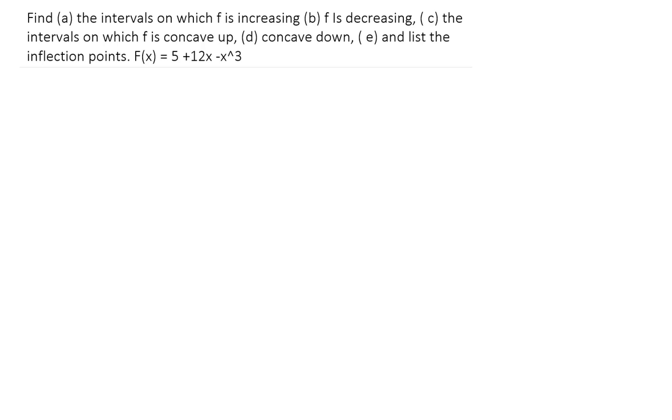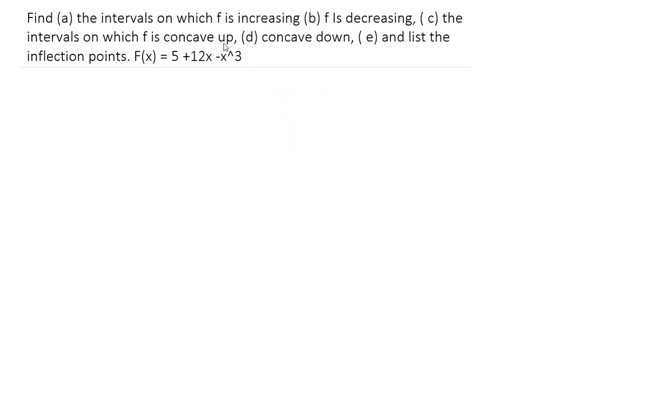Okay, so today we're going to be analyzing functions using our derivatives. We're going to be going over the increase, decrease of a function, and also concavity. So we're going to find, this has 5 parts. We're going to find part A, the intervals on which the function is increasing, B, the intervals on which the function is decreasing, and then C and D are determined where it's concave up, concave down, and then E we're going to list the inflection points. Alright, so let's get started.